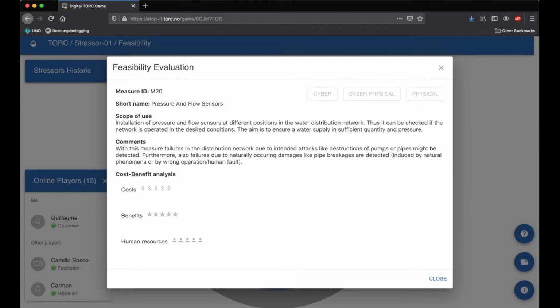There is this distinction because there is, yes, the cost, but then since the human resources sometimes are very high costs when it comes to, for example, hiring new people, then financially is a big cost, so we decided also to separate it. Then, of course, if you put more dollars in the cost, it will be more expensive. More stars in the benefit will be more beneficial. More men in the human resources will be more expensive in terms of human resources.